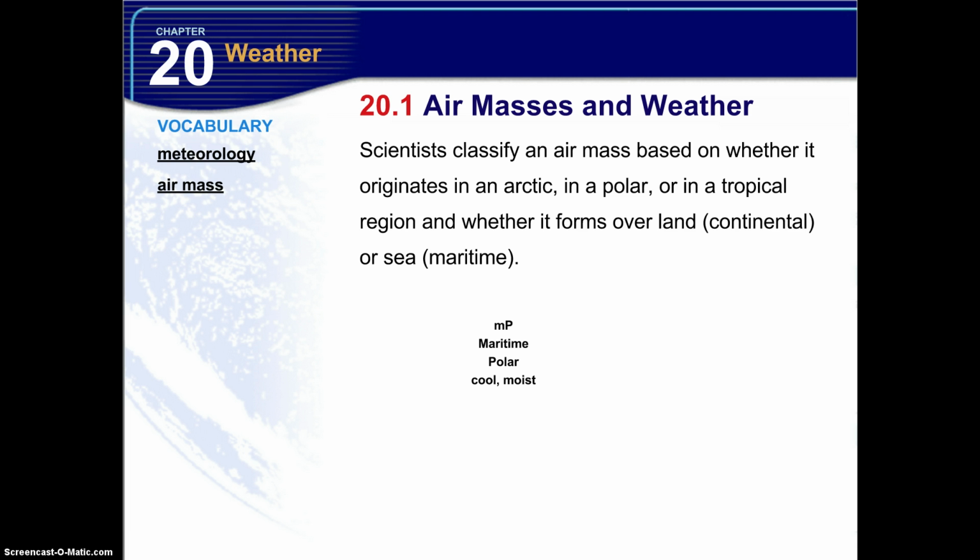Arctic would be very cold, Polar would be cold, Tropical would be warm or hot. And then we look at the humidity. So the first three are temperature, the next two are humidity. What do you think the humidity is like if that air mass forms over land, or continental? That's right, it's dry. How about sea, maritime? Right on, it'd be wet or moist.